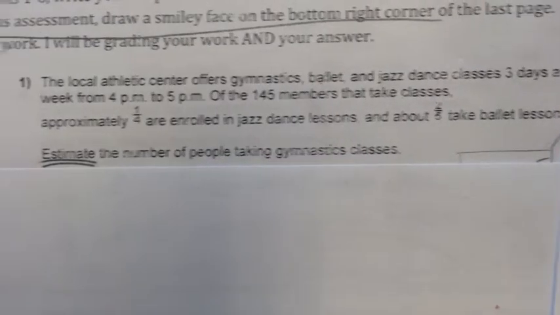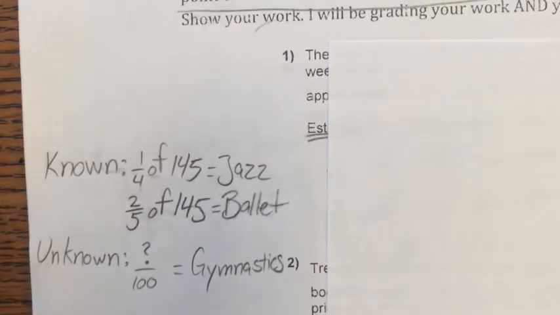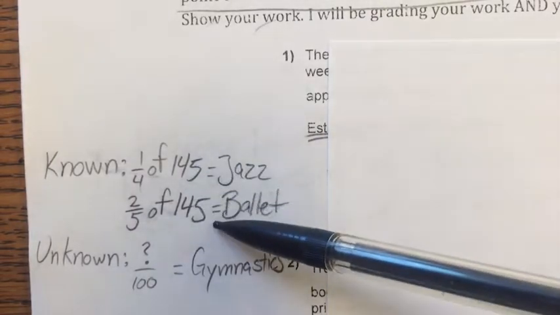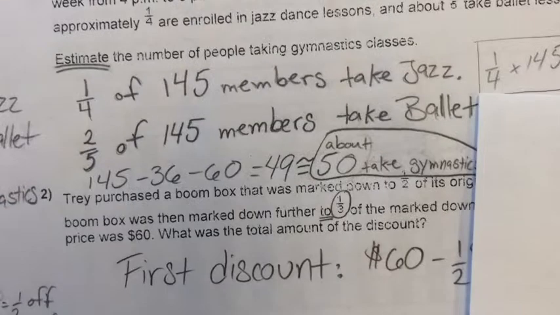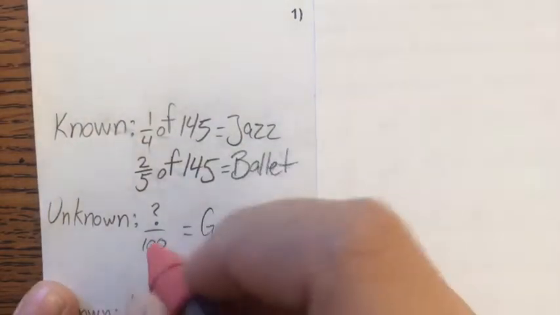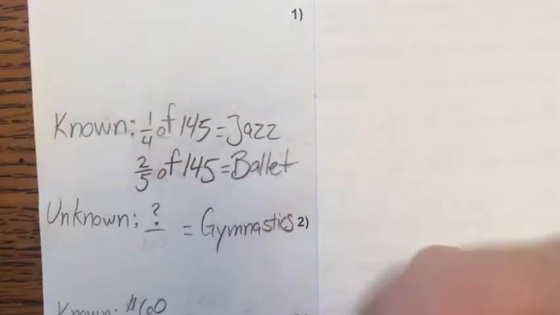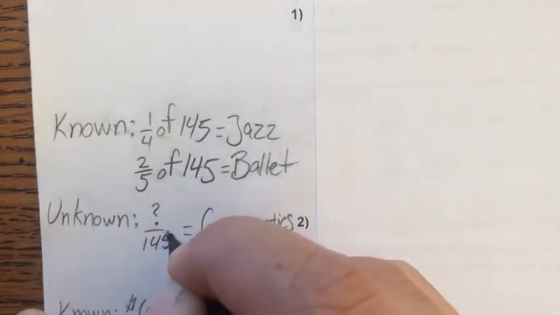So the first thing we do always when we're working with a word problem is to set up our known and our unknown. So I've already done that here for us. The known, what do we know? We know that 1/4 of the students take jazz and 2/5 of the students take ballet, and there are a total of 145 people in this gym. The unknown, we don't know how many. It says estimate the number of people. We don't know how many people out of, this should say 145, we don't know how many people out of the total 145 members take gymnastics.